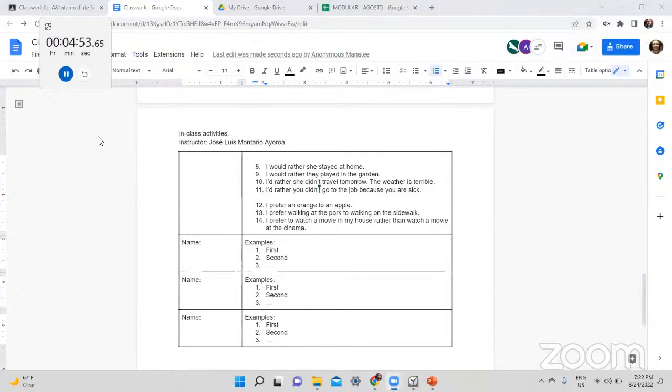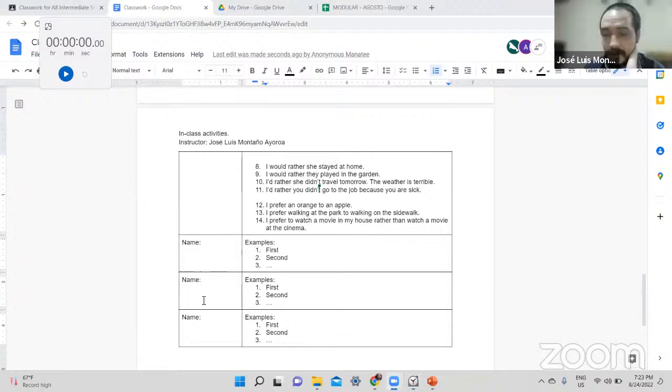I prefer an orange to an apple. I prefer walking at the park to walking on the sidewalk. I prefer to watch a movie in my house rather than watch a movie at the cinema. Okay, great, great. I think they are great examples. And again, they are well structured and it's correct.